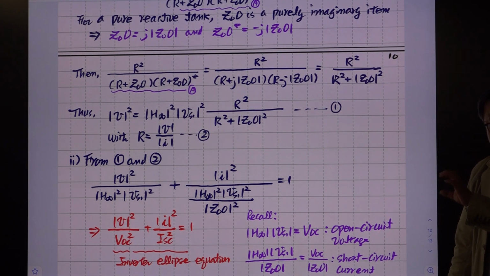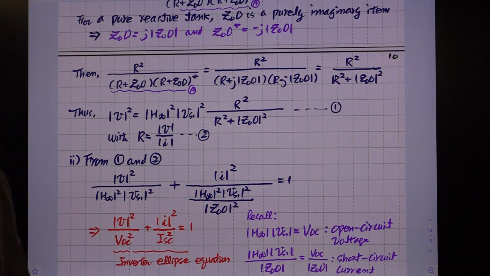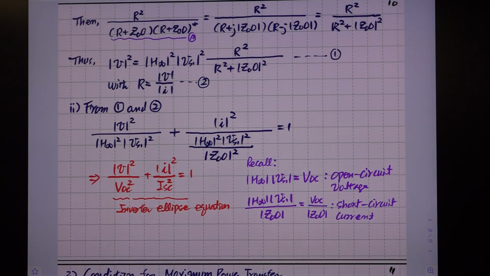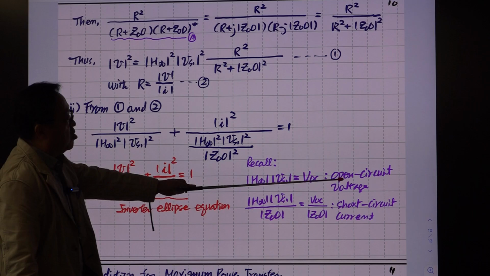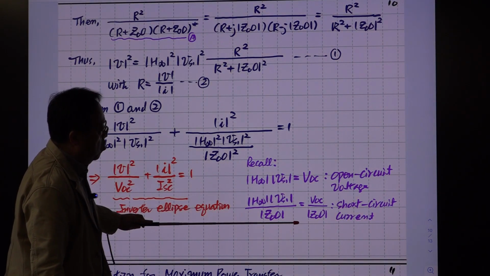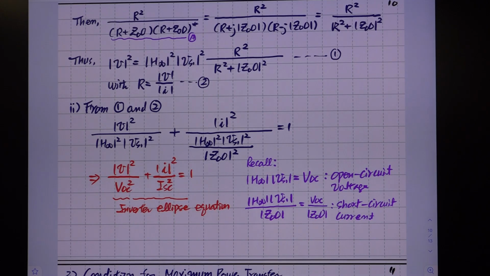This is a very, very important relationship, and it is very useful to analyze something. You may recall this: this is the open circuit voltage. You divide the open circuit voltage by this G_OO to get the short circuit current. Okay, so this is one thing.